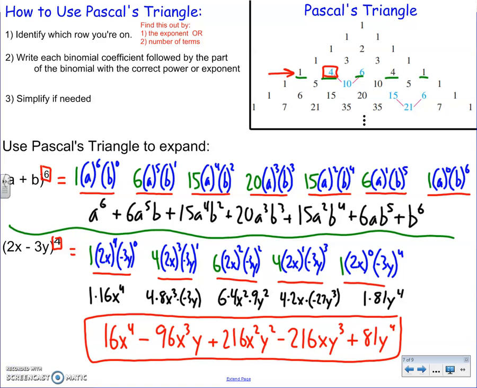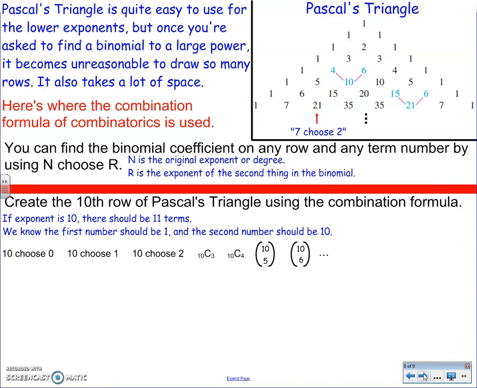So now that you know how to use Pascal's triangle, let's look at the other method, the combinatorics formula. Pascal's triangle is quite easy to use for lower exponents, but once you actually find a binomial with a large exponent, it becomes unreasonable to draw so many rows and it takes a lot of space. So here's that combination formula, where combinatorics is used.